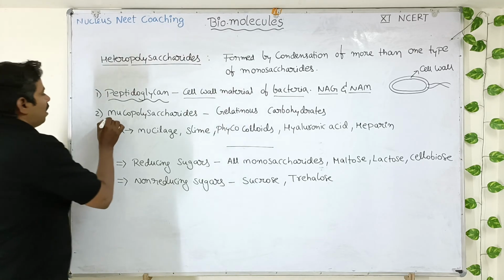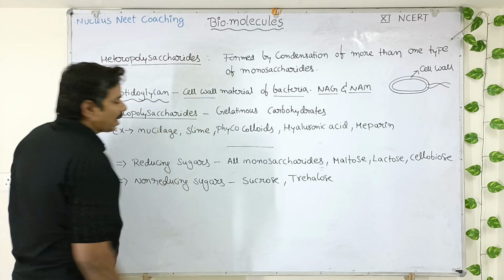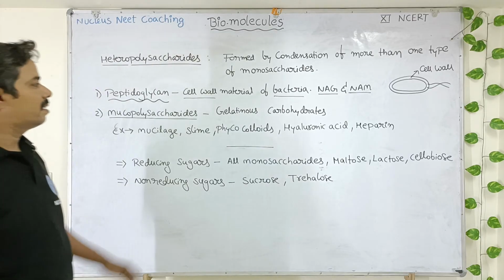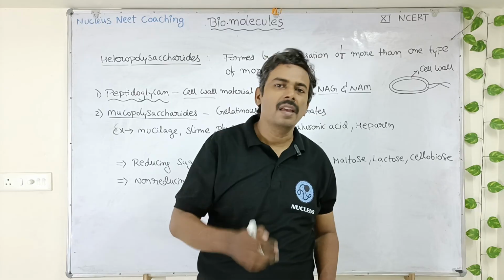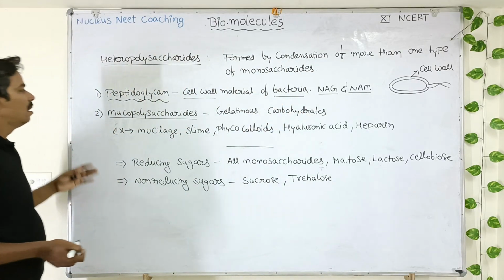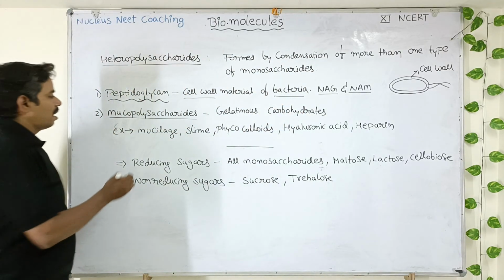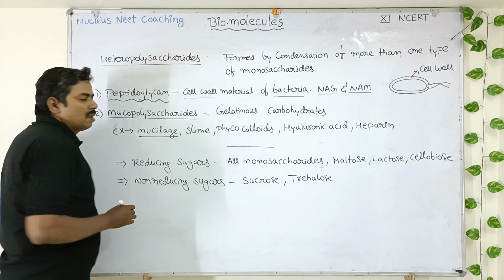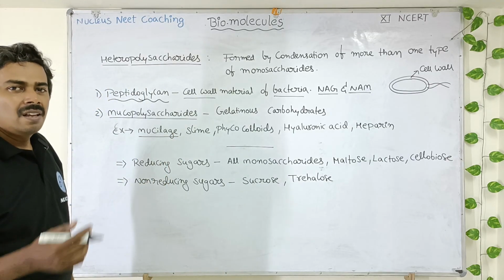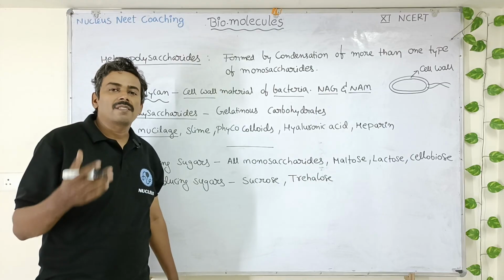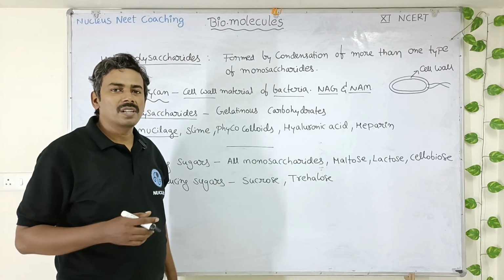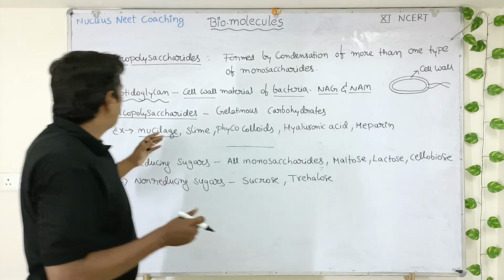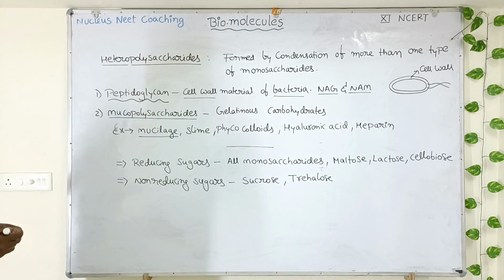Next, another example is mucopolysaccharides. Mucopolysaccharides are gelatinous carbohydrates. They have some slimy nature. Okay, let us see examples of mucopolysaccharides. Mucilage. Mucilage is a slimy material which we can see in the case of snails. When snails are moving, they leave a trail of mucilage, a sticky material. And mucilage we can also see in aloe vera, students.